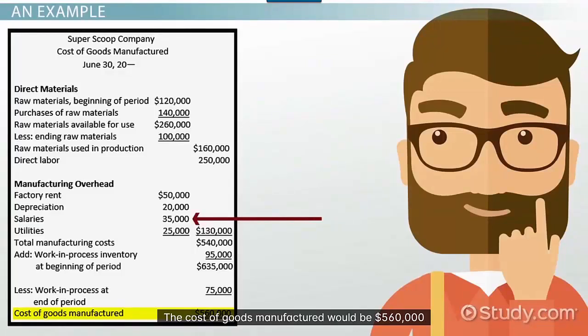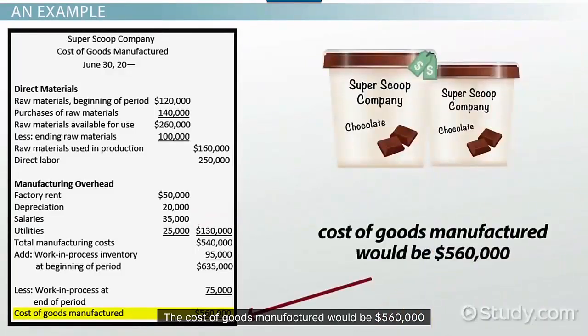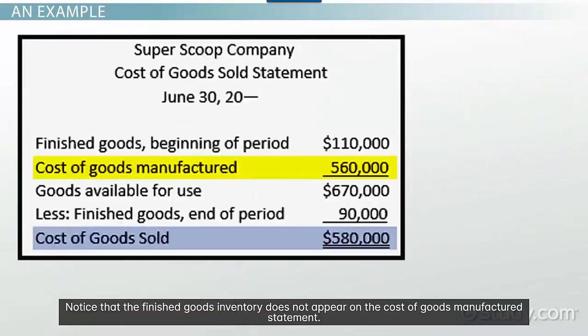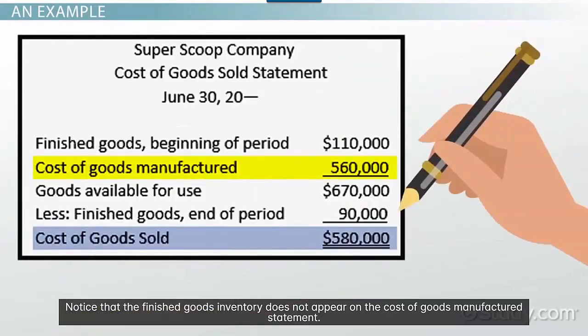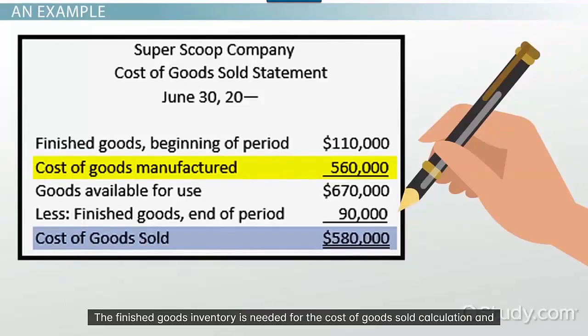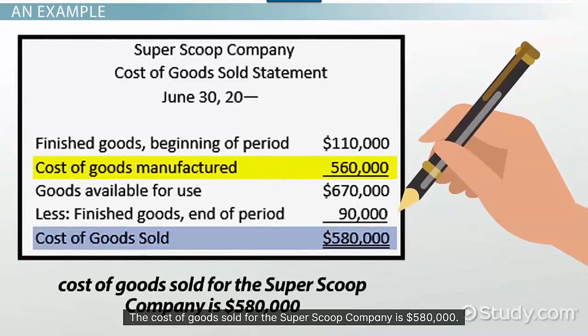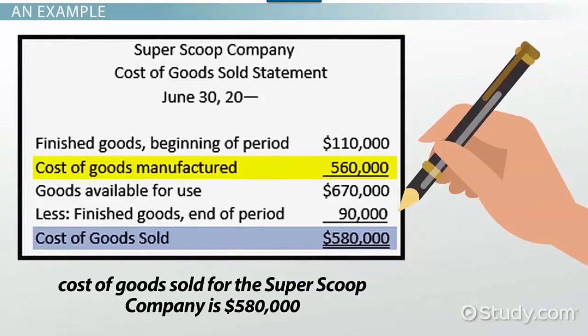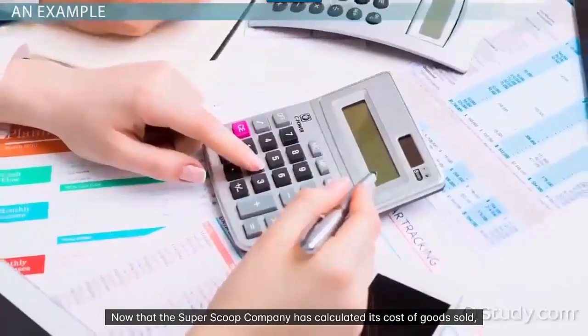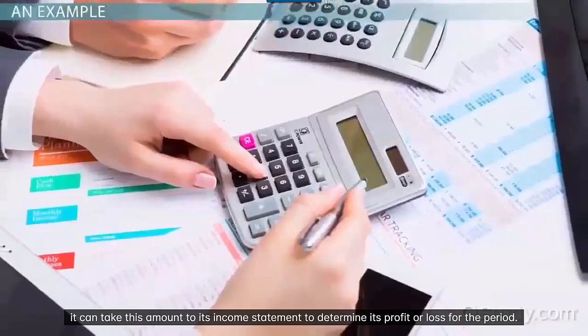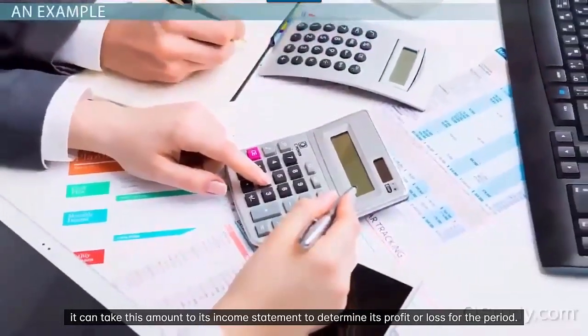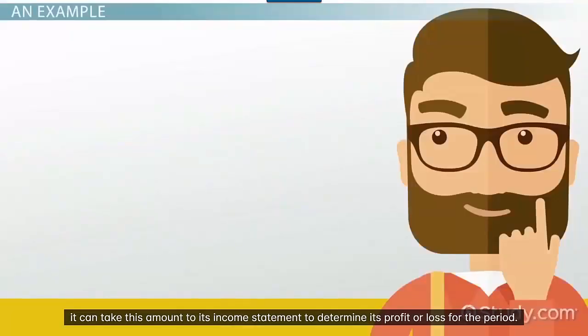The cost of goods manufactured would be $560,000. Notice that the finished goods inventory does not appear on the cost of goods manufactured statement. The finished goods inventory is needed for the cost of goods sold calculation and not the cost of goods manufactured. The cost of goods sold for the Super Scoop Company is $580,000. Now that the Super Scoop Company has calculated its cost of goods sold, it can take this amount to its income statement to determine its profit or loss for the period.